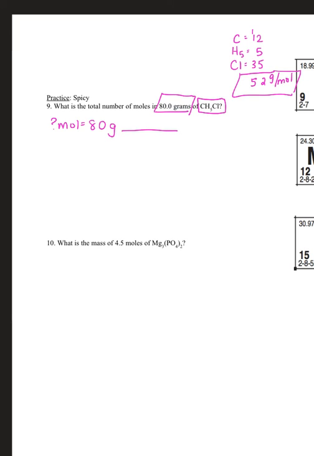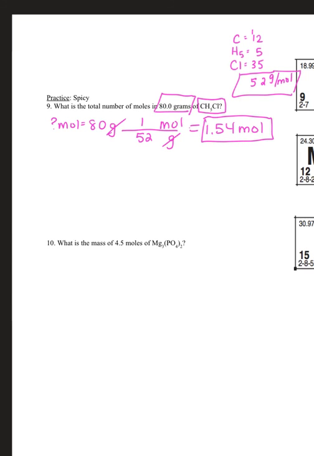And now let's use the conversion factor from the molar mass. I have 52 grams, grams cancel grams, in every 1 mole. Okay, math time in the calculator. 80 times 1 is 80, and 80 divided by 52 is equal to about 1.54 moles.